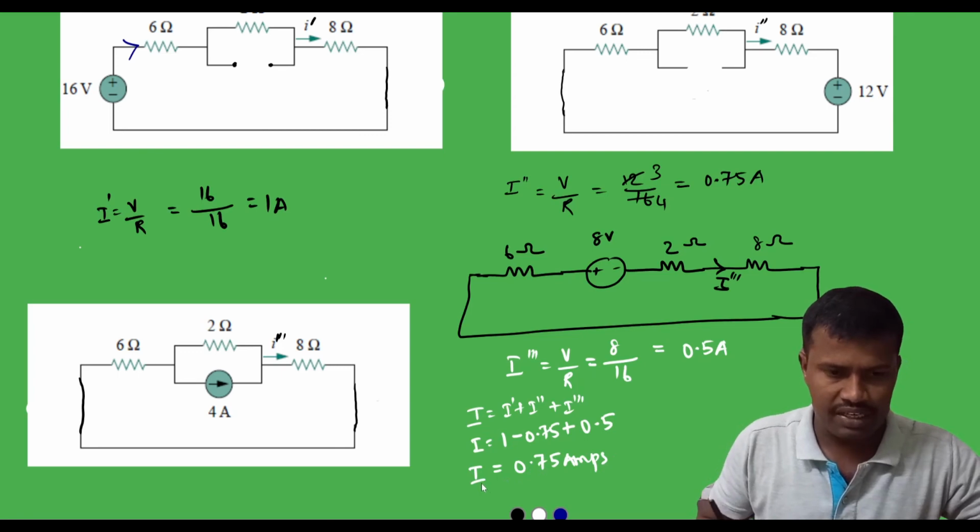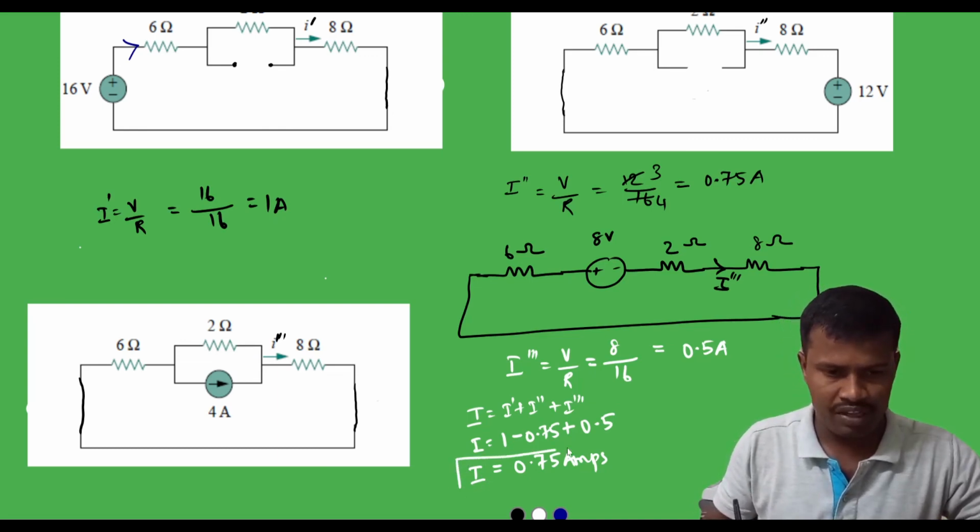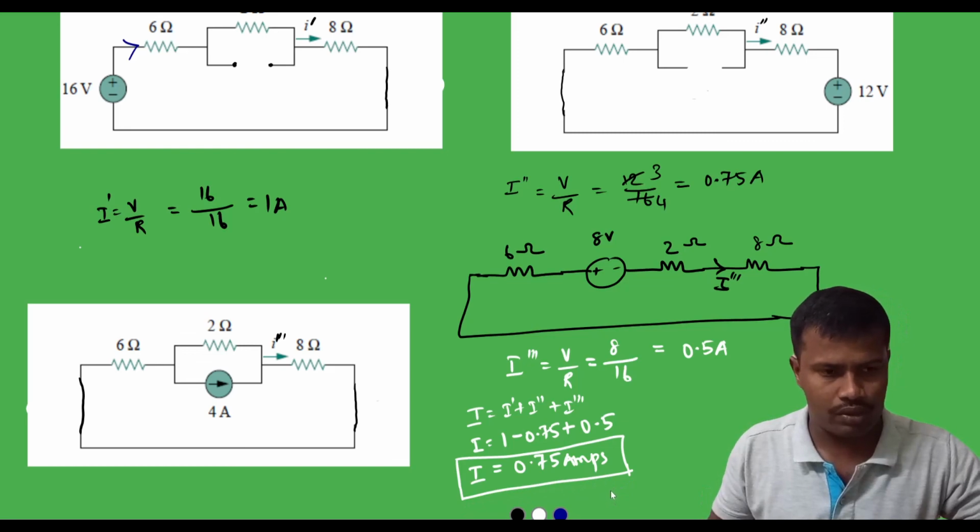In this manner we can calculate the total current flowing through the 8 ohm resistor using the superposition theorem. I hope the viewer has understood the application of the superposition theorem and how to solve these circuits.